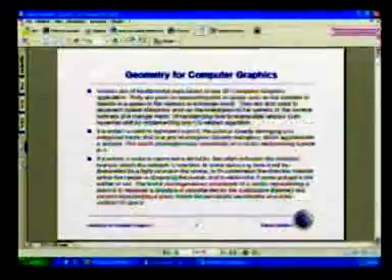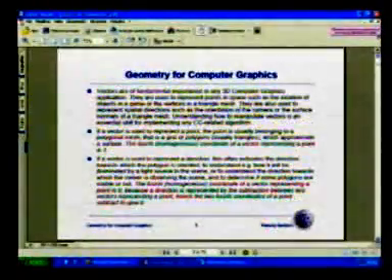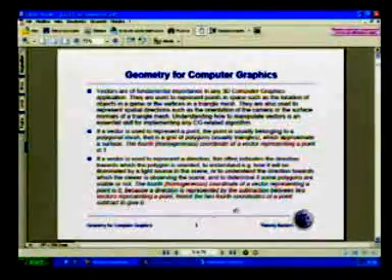So let's get back to the slides. That's easy. And here, RGB. So this is written here. Okay?